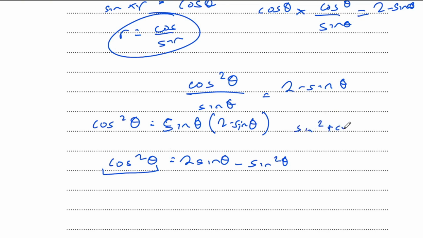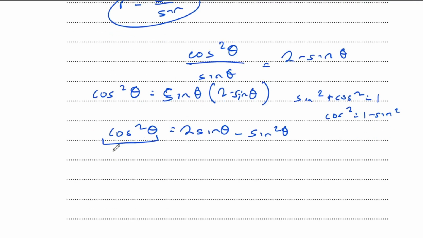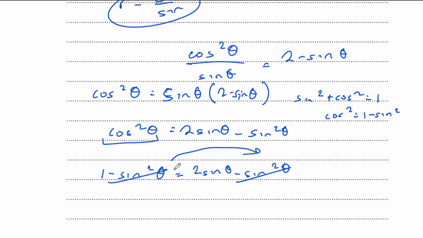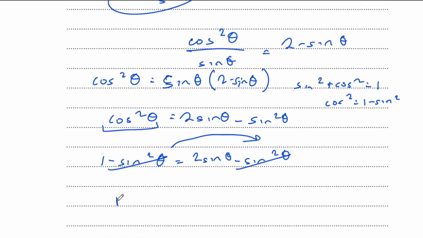Sine square plus cos square equals 1. And so cos square equals 1 minus sine squared, which just means this is 1 minus sine square theta equals 2 sine theta minus sine square theta. Take this to the other side. Negative sine square theta plus sine square theta are just going to cancel out. And so we end up with 1 equals 2 sine theta, so sine theta equals a half.